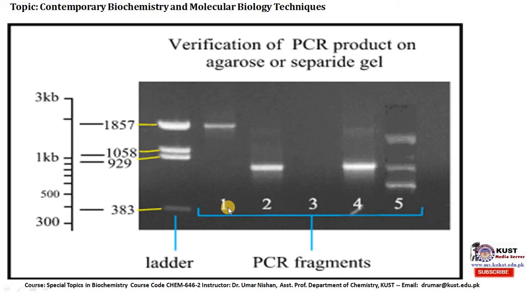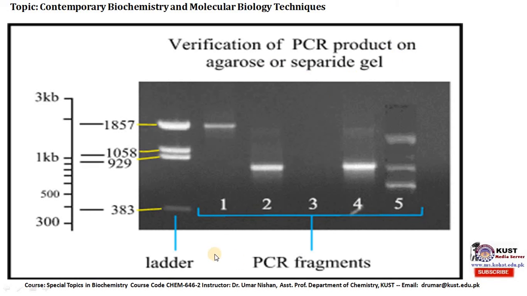For instance, these are the unknown samples that we have run. We see that, for example, this is one band and this is another band. We can compare with the ladder, and then we can confirm the size, and we can also see that the reaction has been done. In this situation, we can't see any bands, so that shows either the reaction didn't take place or it was not successful. In this case we can also see a very clear and sharp band. In this case we are seeing 3 bands. So this is how the verification of PCR product can be done on agarose gel.